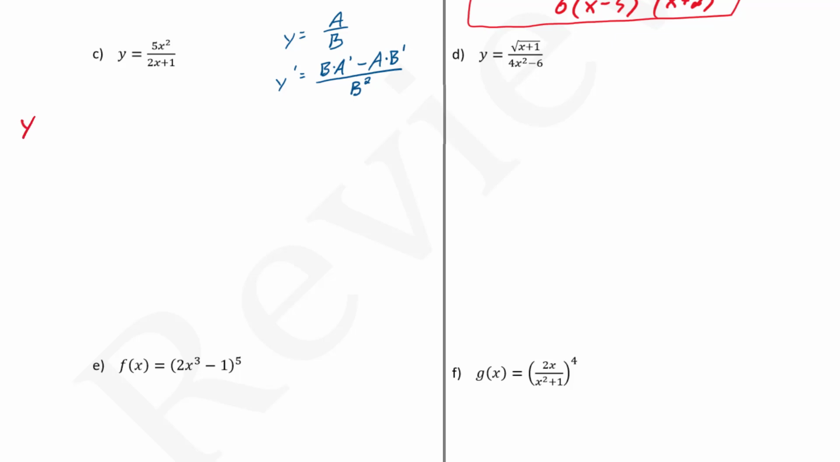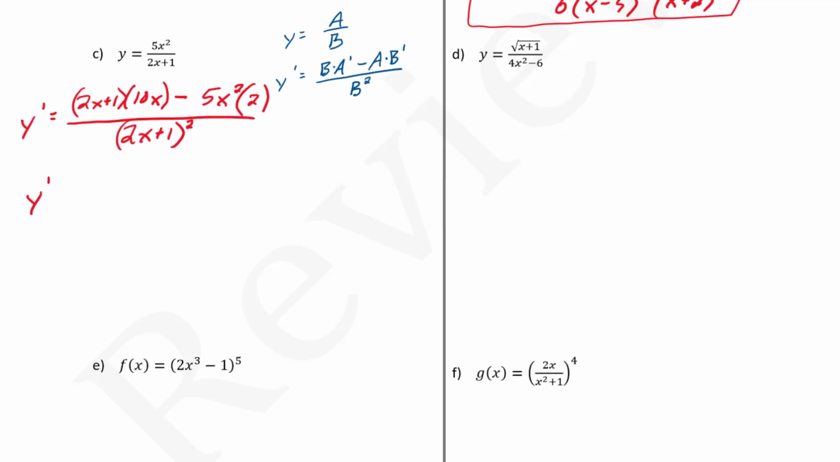So if we get the ball rolling with this one, we've got y prime equals b times a prime, so it's going to be 2x plus 1 times the derivative of the top. Well, the derivative of the top is going to be 2 times 5 for a 10, and a new power of 1 after it drops by 1. Then it's going to be minus, now high d low, so keep 5x squared, but then times that by the derivative of the bottom, which is just a 2. And then all of that is over 2x plus 1, all together getting squared. So just like product rule, now our goal is to try and clean up the top a little bit if we can.